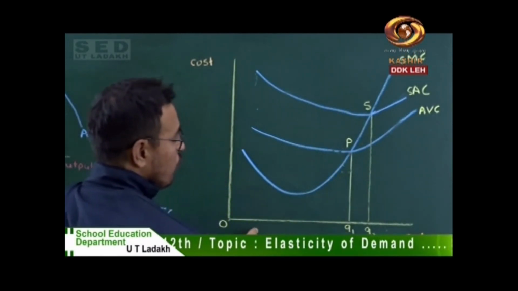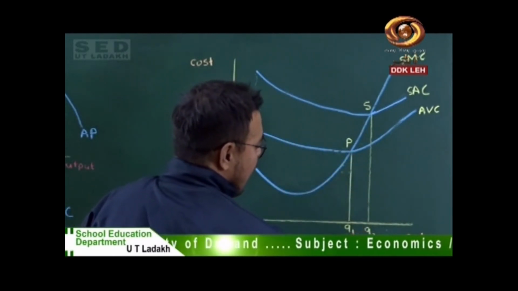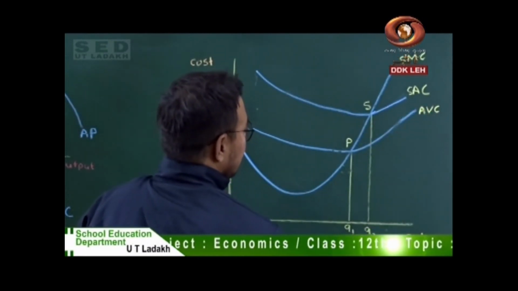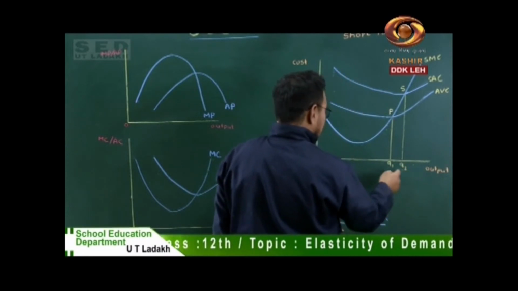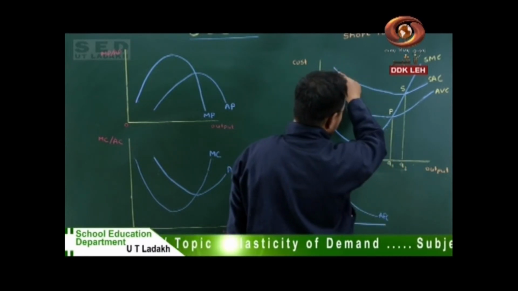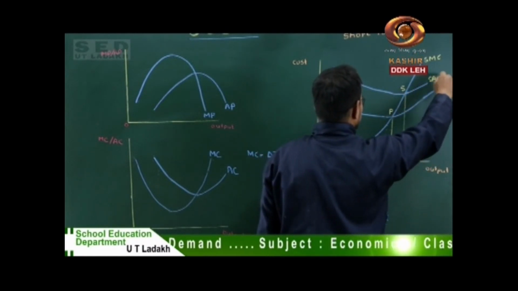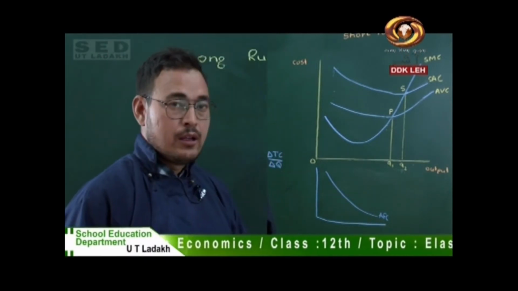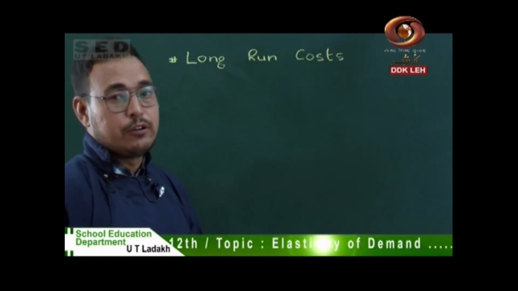That means before Q1 your average variable cost is decreasing. After Q1 your average variable cost is increasing. Similar is the case with short run average cost. Before Q2 your average cost is decreasing, and after Q2 your average cost is increasing. So the last major topic is your long run cost.